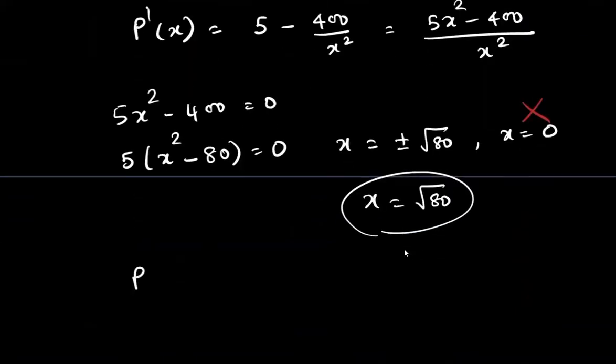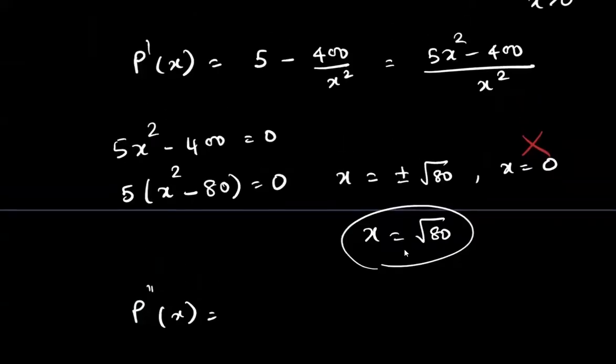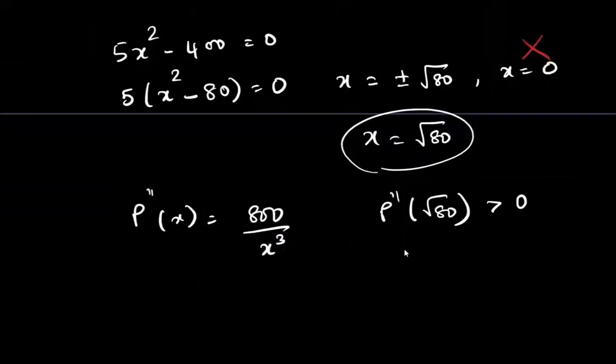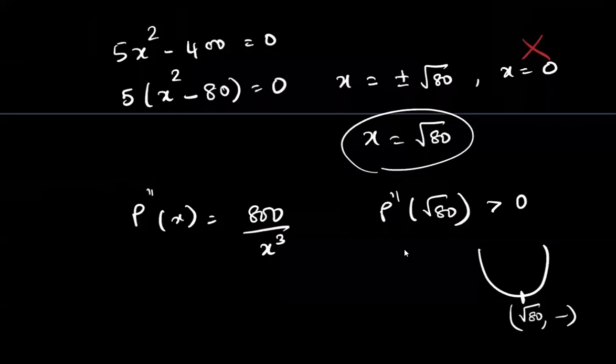So I'm going to take the second derivative. If I take the second derivative, what do I have? The 5 goes away. This will become 800 over x cubed, right? And if I evaluate it at this critical value, it is always greater than 0, because positive raised to the third power is also positive. So this tells me that I have a concave up graph and my critical value, square root of 80, is going to be my local minimum.